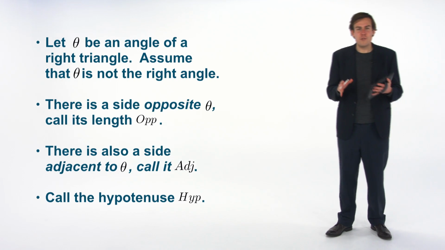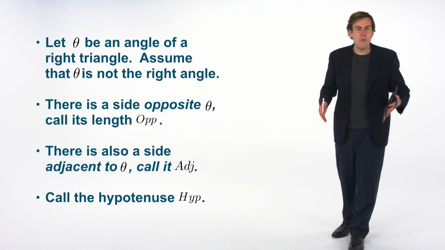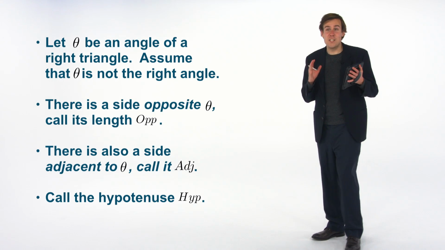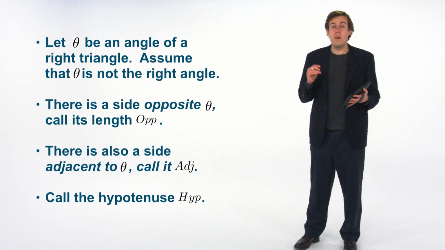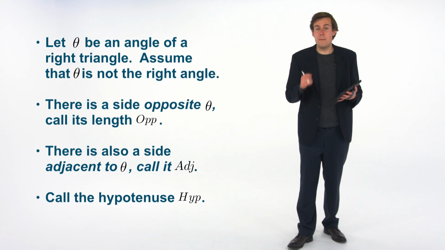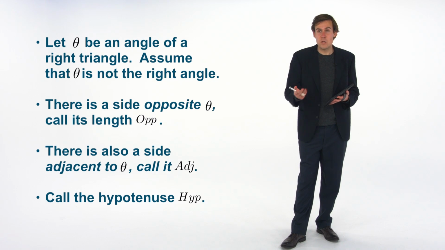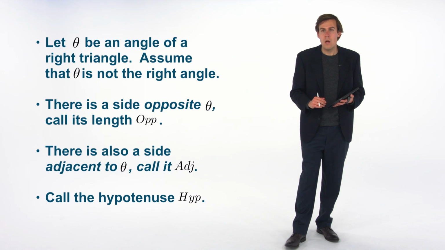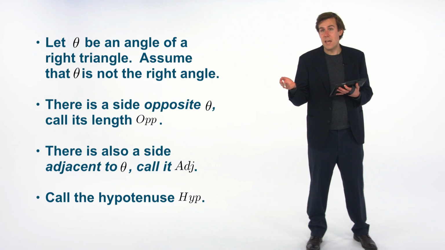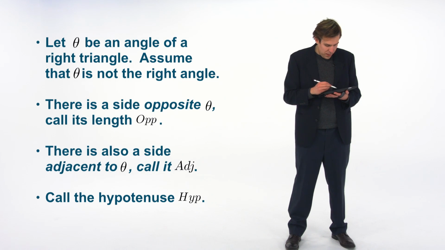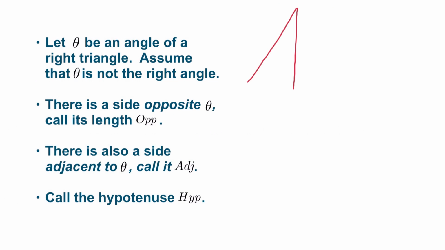Having introduced trigonometric functions at sort of a low level, let's talk about the actual definitions. So again, a trigonometric function is typically defined on an angle. So I'll input an angle. Let theta be this angle. So our picture is something like this. I have one angle, which is the right angle, and then another angle, which I'll call theta. Assume it's not the right angle for now.